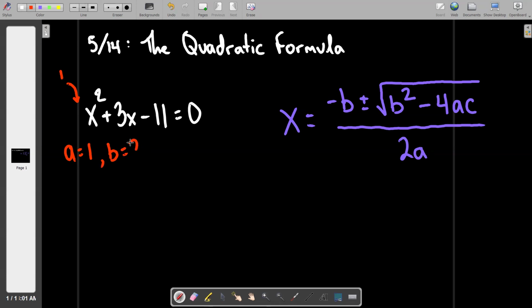B is 3. And what is c? Negative 11. And again, I'll change these. I'll write these in yellow so you can really see them. But A is right there, that yellow one. B is this positive 3 right here. And C is this negative 11 right here. So step 1 is to be able to identify your cast of characters, A, B, C.